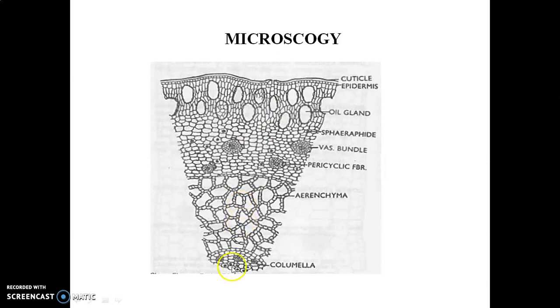Now regarding the columella, this region consists of parenchymatous cells that are generally rich in calcium oxalate crystals, where if you observe, it consists of a ring of vascular bundles present at the periphery of this columella, where this small vascular bundle ring contains about 25 to 30 vascular bundles.